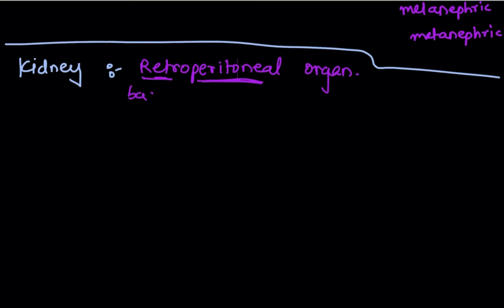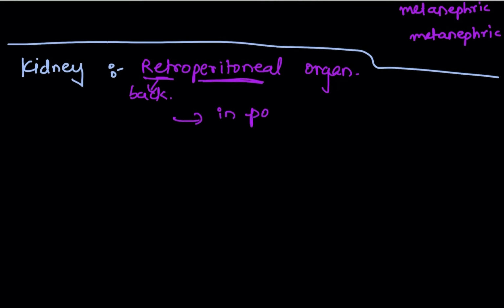So retro means back. Any organ which doesn't come under the peritoneum, we call retroperitoneal. So we have two types of organs: intraperitoneal organs and retroperitoneal organs. We'll be doing how many organs are retroperitoneal in detail in a future video, so don't worry about it. For now, you must remember retro means back and the kidney is present at your back side, right? So the kidney is a retroperitoneal organ and it is situated in the posterior abdomen.